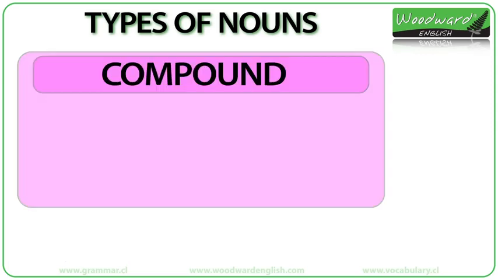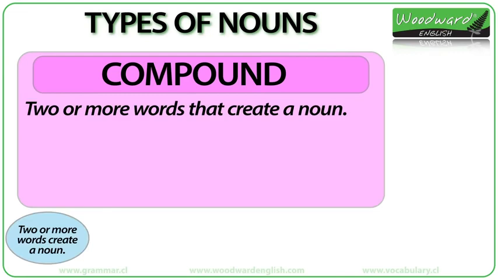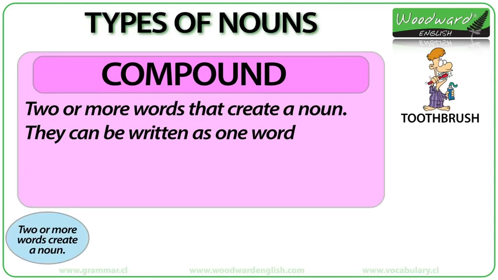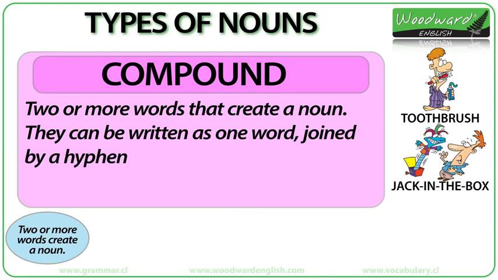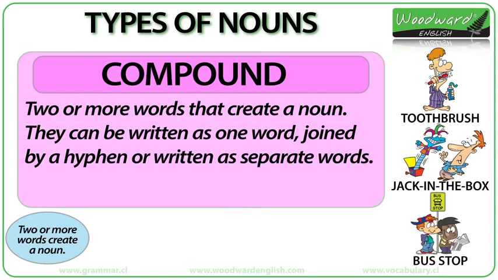Compound nouns. Compound nouns are two or more words that create a noun. Compound nouns can be written as one word, like toothbrush. They can be joined by a hyphen, like Jack-in-the-Box, or they can be written as separate words, like bus stop. You need to learn which way a compound noun is written, as in, are the words joined with a hyphen or written together or written separately, as each compound noun usually has only one form.